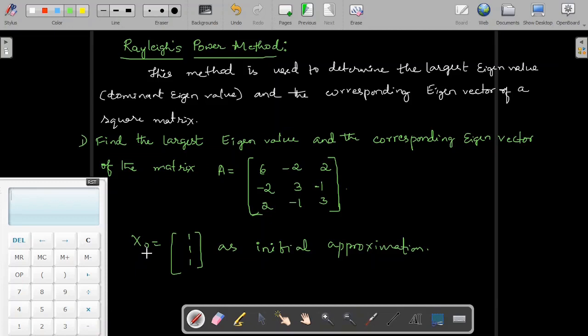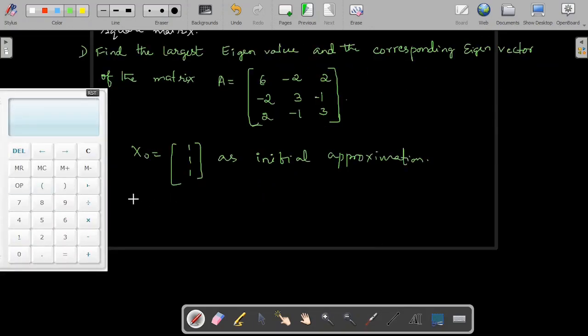So first I have to take the initial approximation. I am taking the initial approximation as the column vector 1, 1, 1. The other possible options for initial vectors are 1, 0, 0; 0, 1, 0; 0, 0, 1. These are the simplest and easiest vectors to take as an initial approximation. It is not specified in the question. Now you have to find A into x naught.